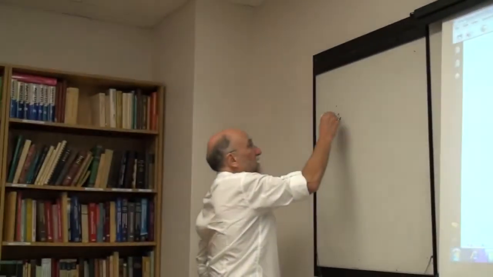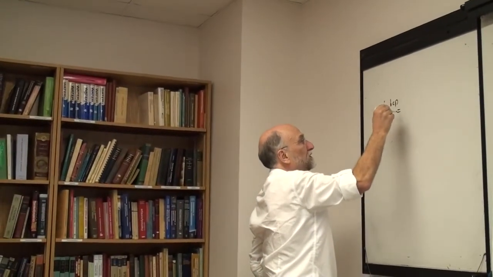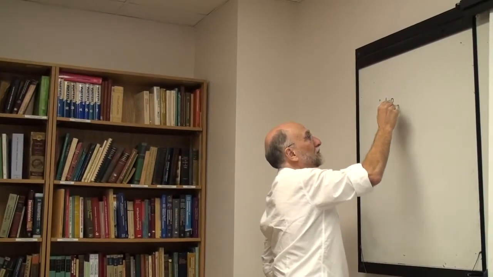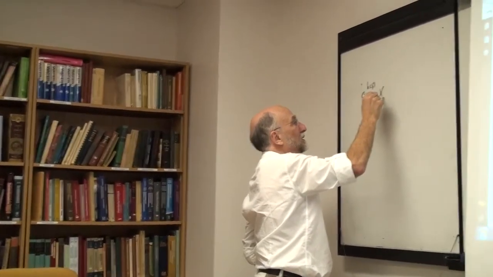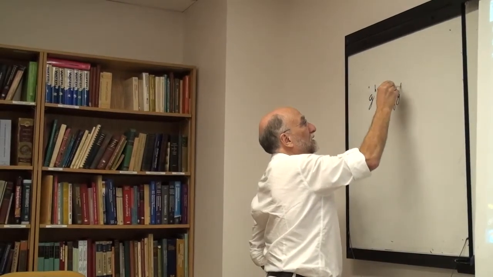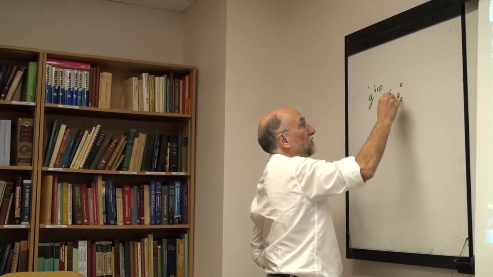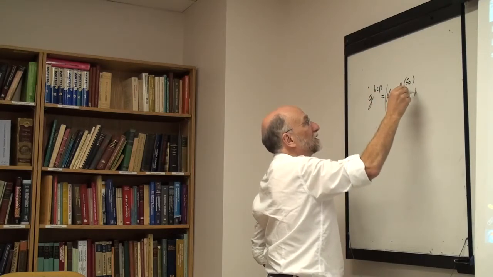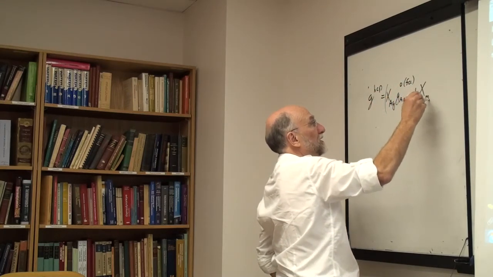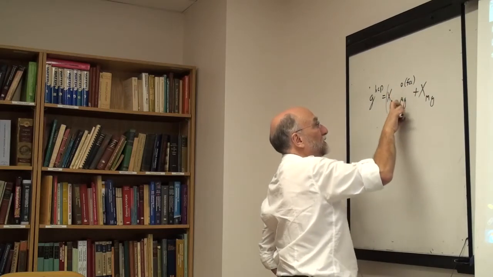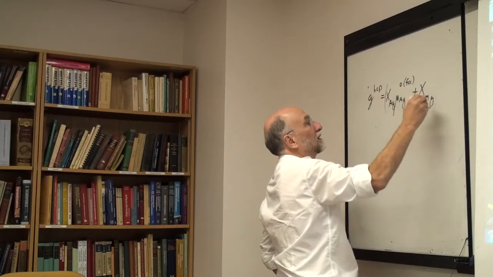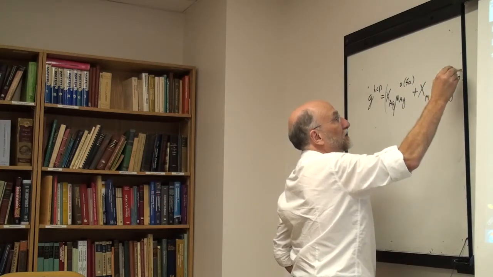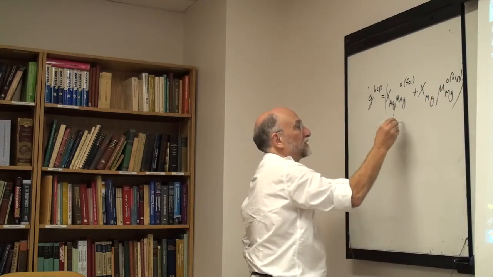So what I would say is the Gibbs energy of the HCP phase is X silver G naught silver FCC plus X magnesium, what's chemical potential, I guess. Chemical potential of magnesium HCP, plus a constant.